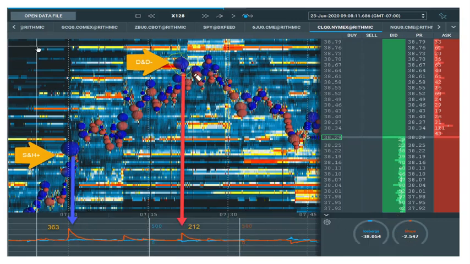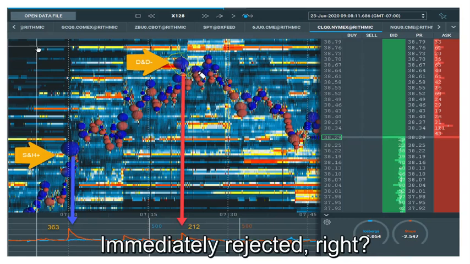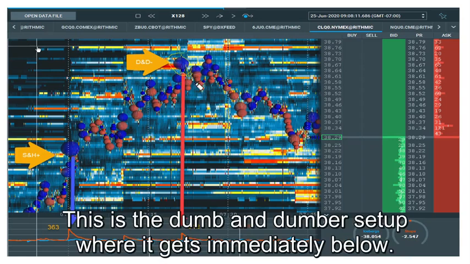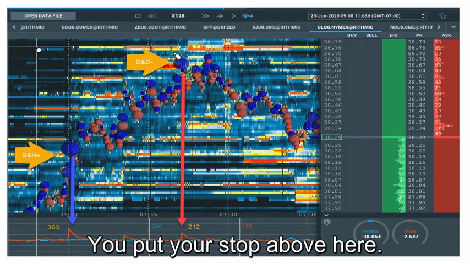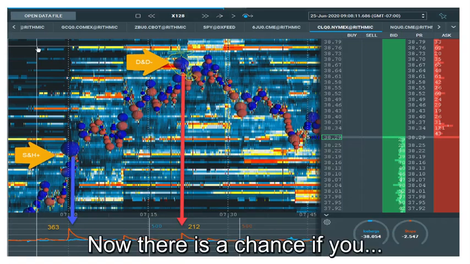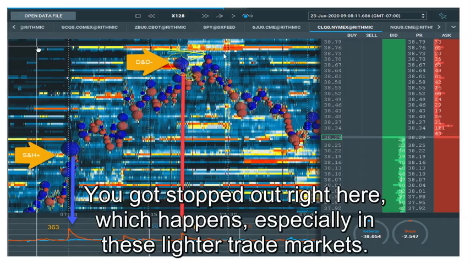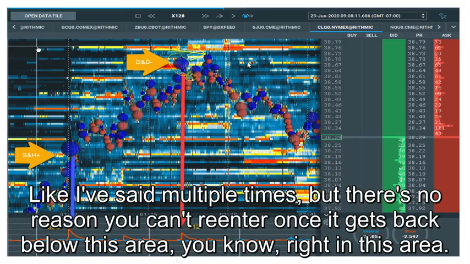immediately rejected, right? This is the Dumb and Dumber setup, where it gets immediately below. You can enter in here, you put your stop above here. Now there is a chance if you were close, you got stopped out right here, which happens especially in these lighter trade markets, like I've said multiple times, but there's no reason you can't re-enter once it gets back below this area, right in this area.